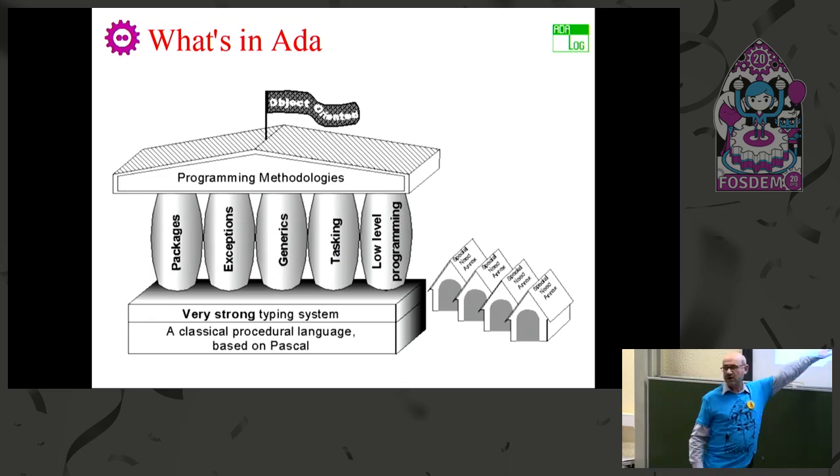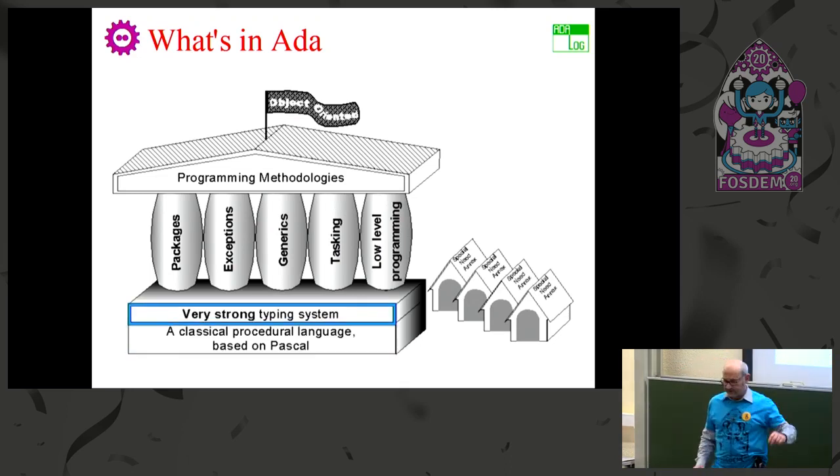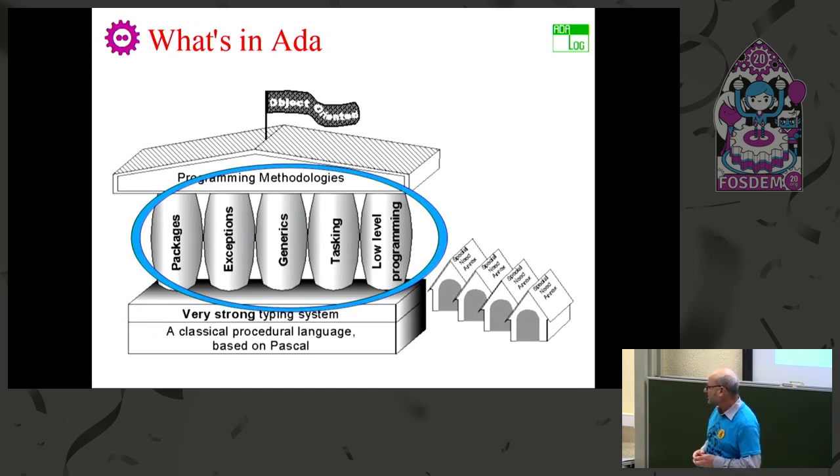On top of that, you have a very strong typing system. The typing system is really the backbone of the language. Everything is directed by the notion of type. So almost every other language appears as weakly typed compared to Ada. So we'll have some examples.